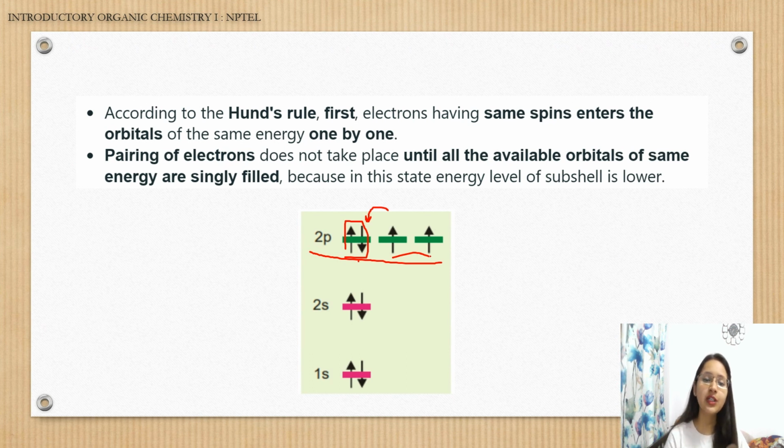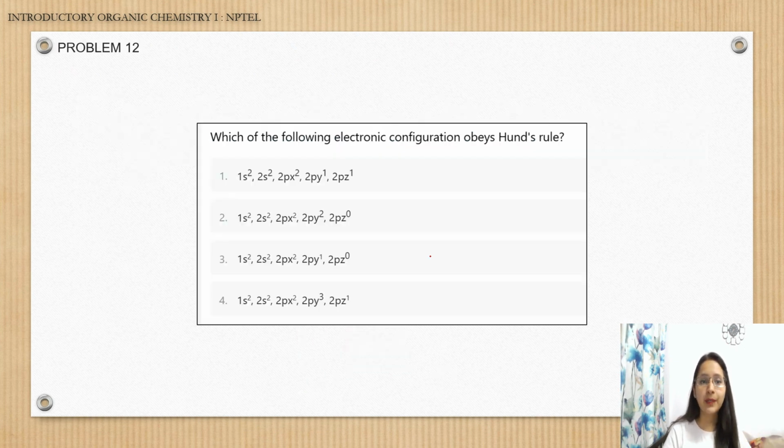So according to Hund's rule, pairing of electrons does not take place until all the orbitals of the same energy are singly filled. So singly occupied first, and then the doubly occupied filling can take place, right? This is what Hund's rule states. So now the particular question is: which of the following electronic configurations is obeying Hund's rule? Is it option one? Yeah, option one, right. This is the correct answer as we know, but why is it the correct answer?